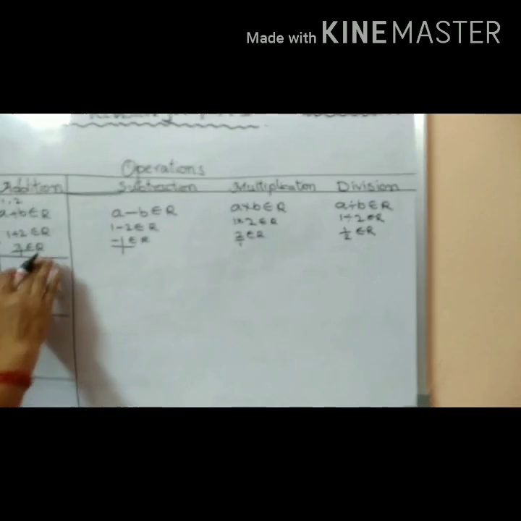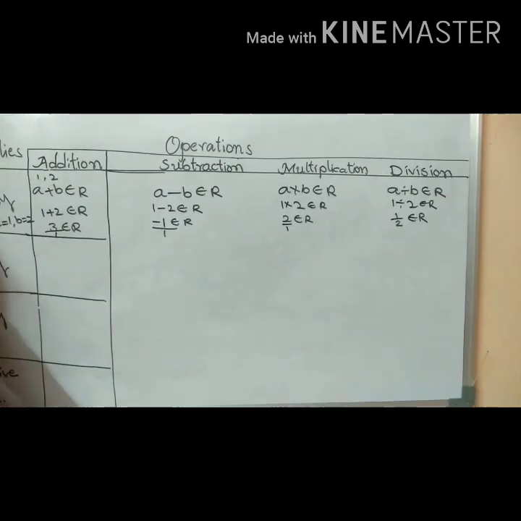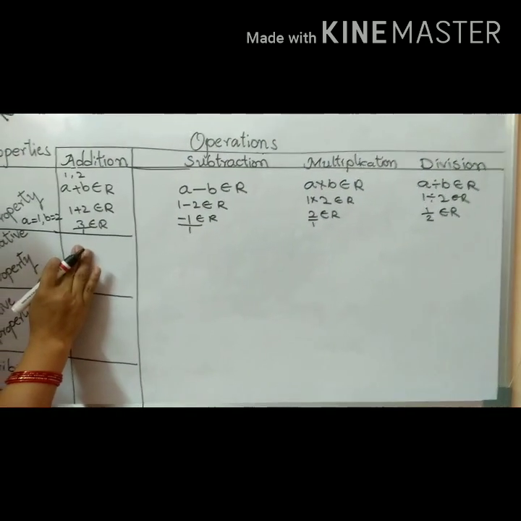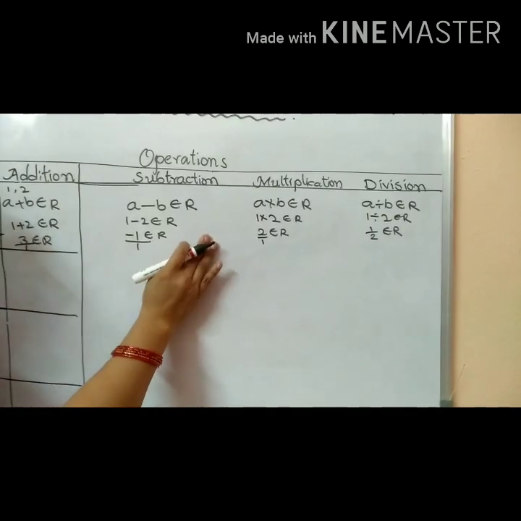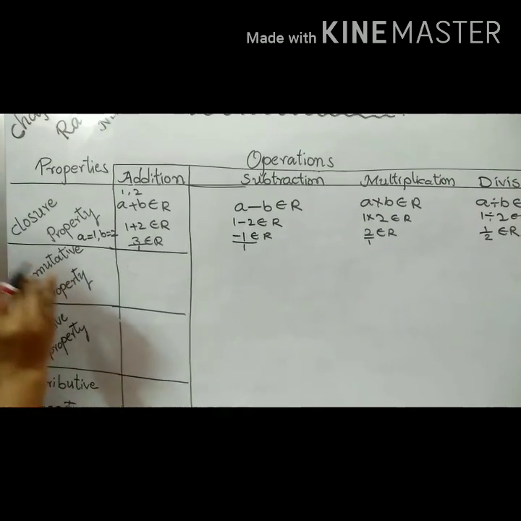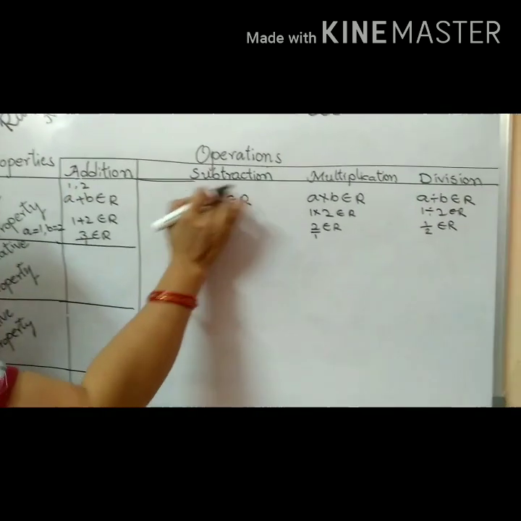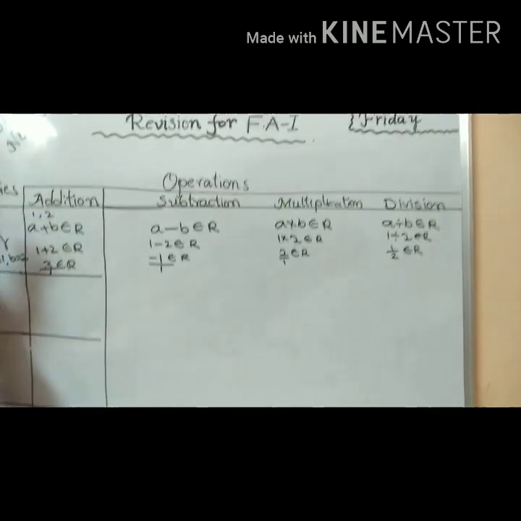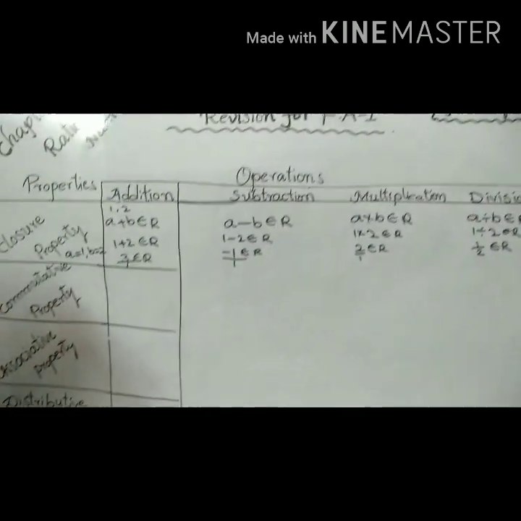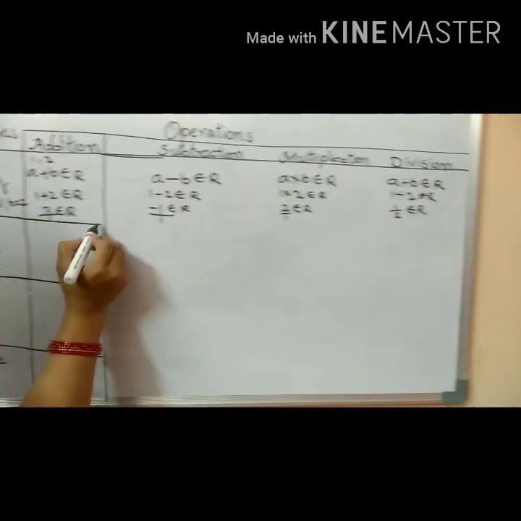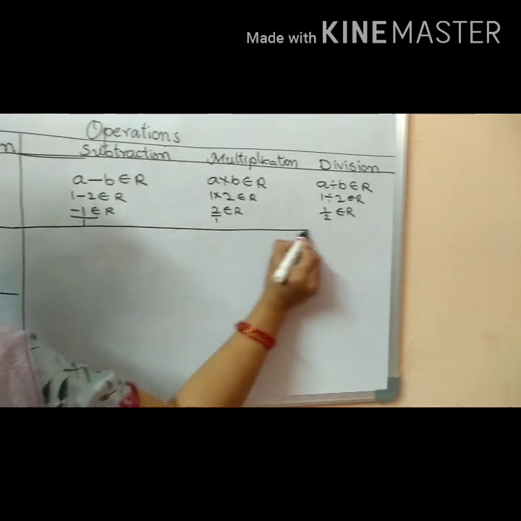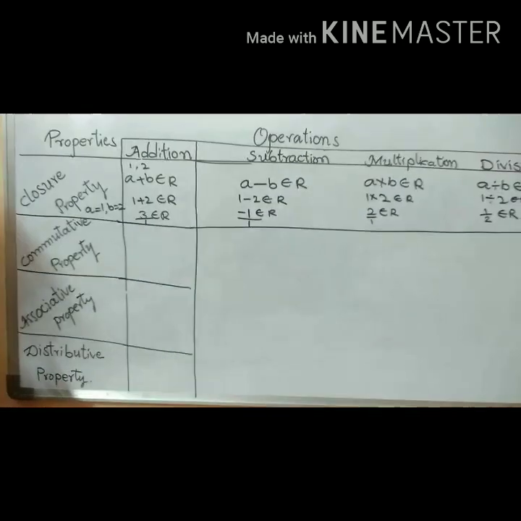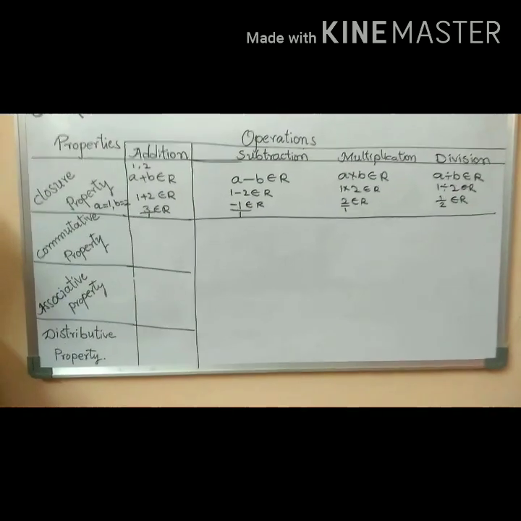So in these 4 operations, closure property is possible. Did you understand? The 4 operations are possible by closure property. Operations means addition, subtraction, multiplication and division. Okay, children, did you understand? Now we have completed this topic, the closure property under addition, subtraction, multiplication and division.